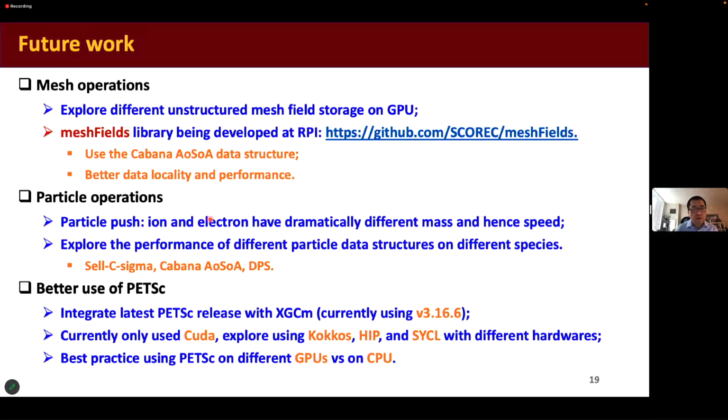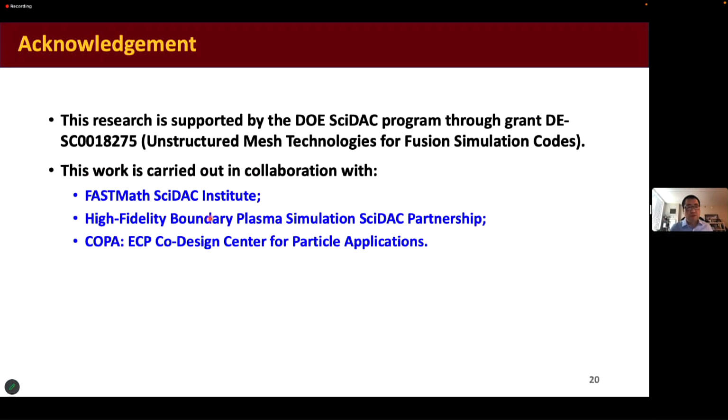Right now we are still in the early stage of properly using PETSc on GPU. So we want to explore best practices for using PETSc on different GPUs versus on CPUs. With this, I want to stop my presentation here and take any questions you may have. Thank you.